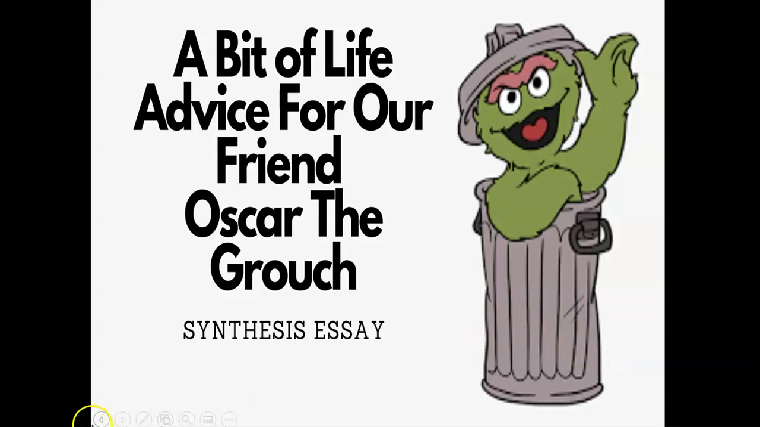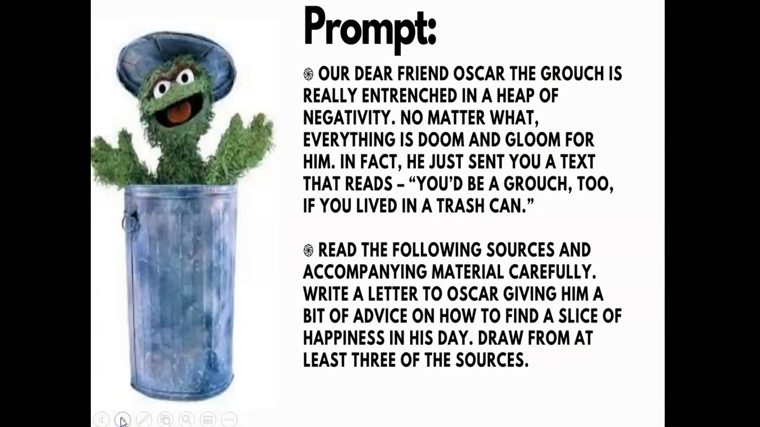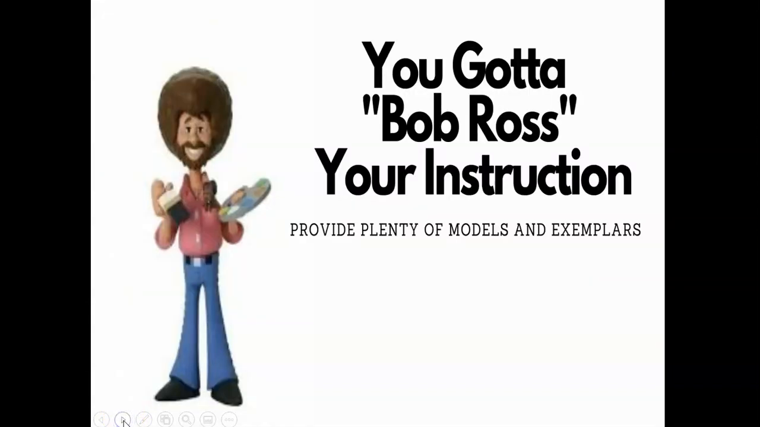So at this stage of the game, let's jump into the prompt and see where the templates are going to lead us. So here's the prompt. Our dear friend Oscar the Grouch is really entrenched in a heap of negativity. No matter what, everything is doom and gloom for him. In fact, he just sent you a text that reads, "You'd be a grouch too if you lived in a trash can." Read the following sources and accompanying material carefully. Write a letter to Oscar giving him a bit of advice on how to find a slice of happiness in his day. Draw from at least 3 of the sources. So easy peasy, easy peasy.